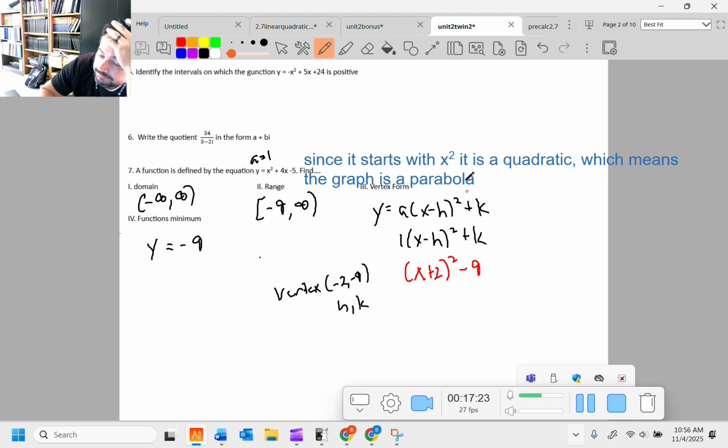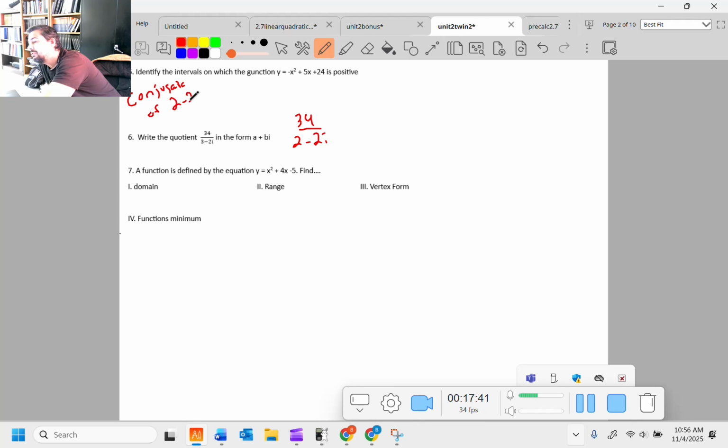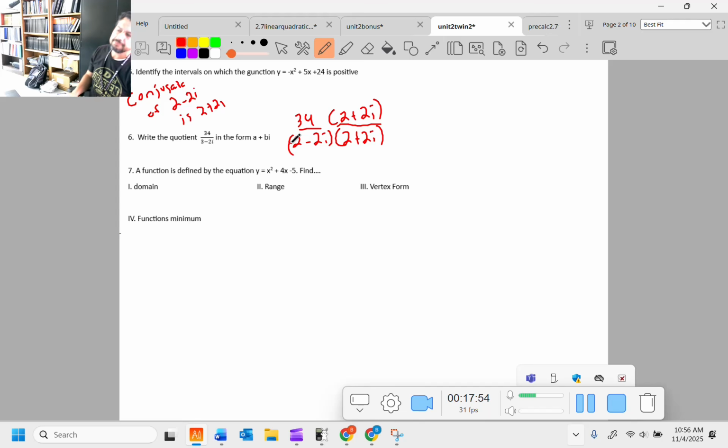Moving on to number 6. Write the quotient 34 over 3 minus 2i in the form a plus bi. We're going to do that by multiplying both the numerator and the denominator by the conjugate of 3 minus 2i. And the conjugate of 3 minus 2i is 3 plus 2i. And I'm going to show you something after this, just because I don't think a lot of kids are going to do the bonus quiz, and that's their fault. It's not your fault if you're doing the bonus quiz. You should always do the bonus stuff, kids. It's not a suggestion, really.